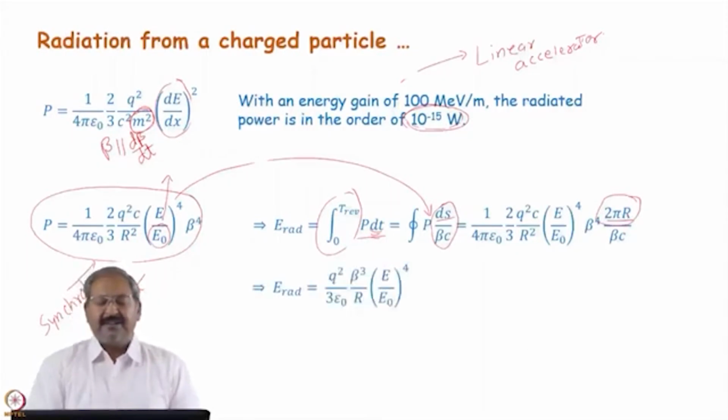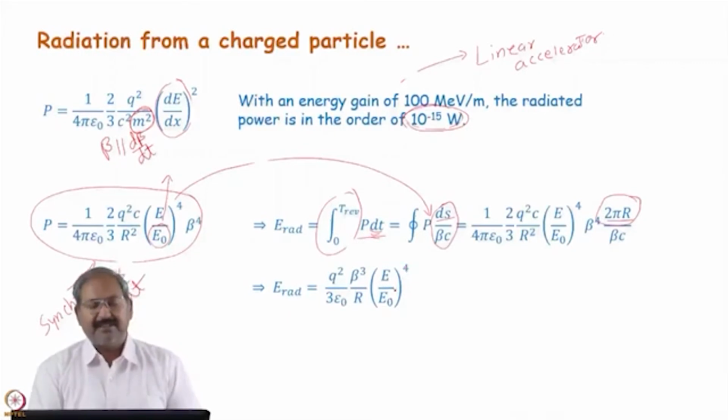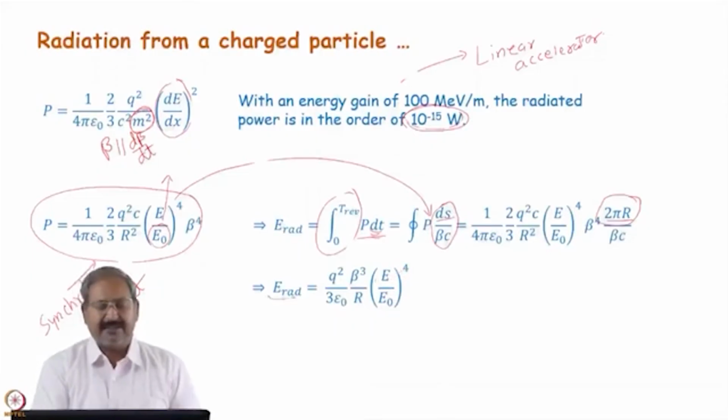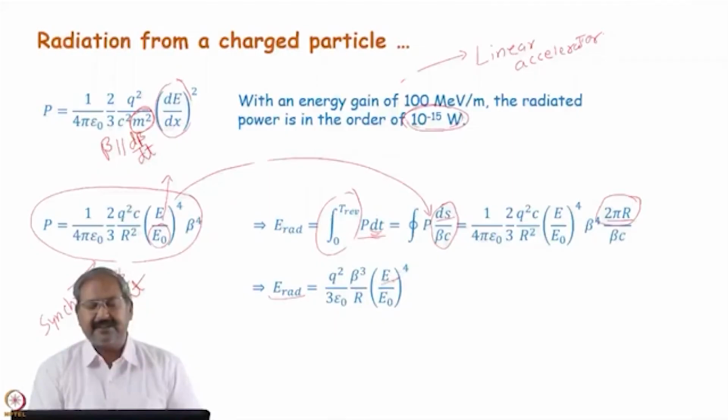So finally you get the result q square by 3 epsilon 0 beta q by r e by e0. So again you can see, similar to the power, energy also depends on the beam or particles energy raised to power 4. This is the radiated energy and this is the particles energy.